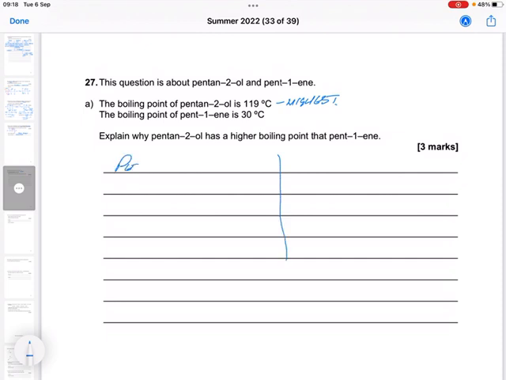So pentan-2-ol, pent-1-ene. So pentan-2-ol has got an OH, which means it's going to do hydrogen bonding. So hydrogen bonding, all we've got to state with it is between molecules.